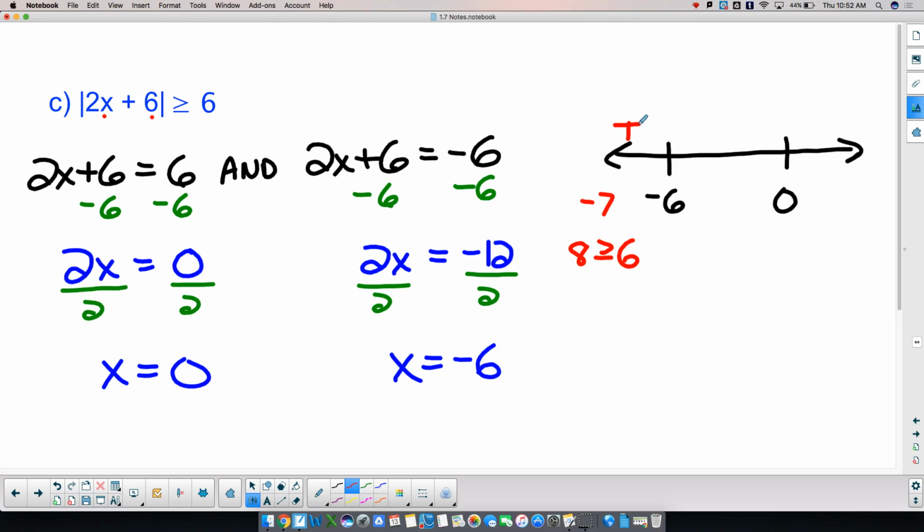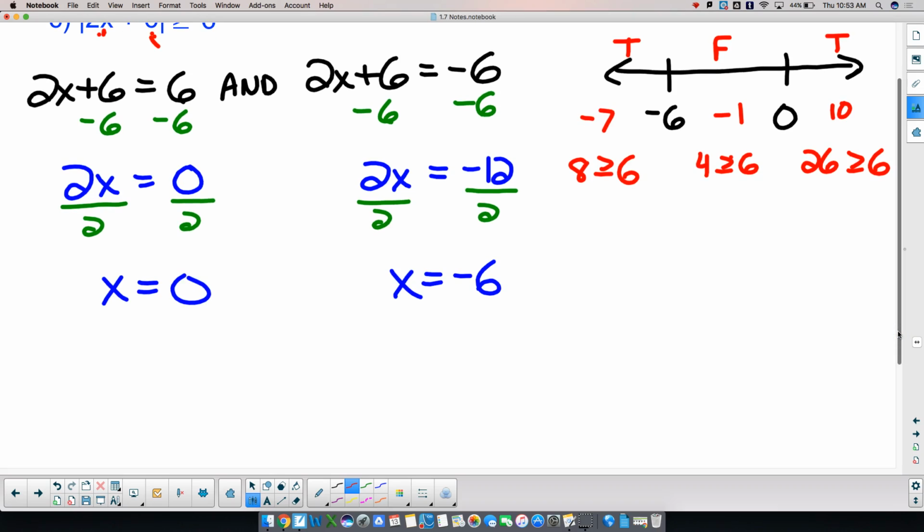In betwixt, I'm going to go with negative 1. 2 times negative 1 is negative 2, plus 6 is 4. Absolute value of 4 is 4. 4 is not greater than or equal to 6. That is a falsitude. Over here, let's go with 10. 2 times 10 is 20, plus 6 is 26. Absolute value of 26 is 26. 26 is greater than or equal to 6. So we got a truthiness over there also.